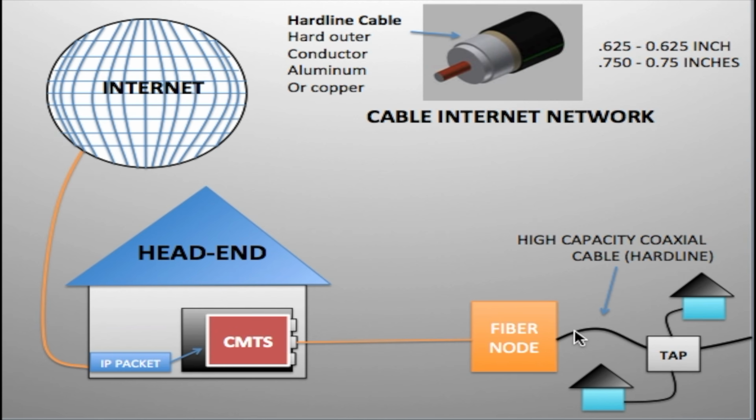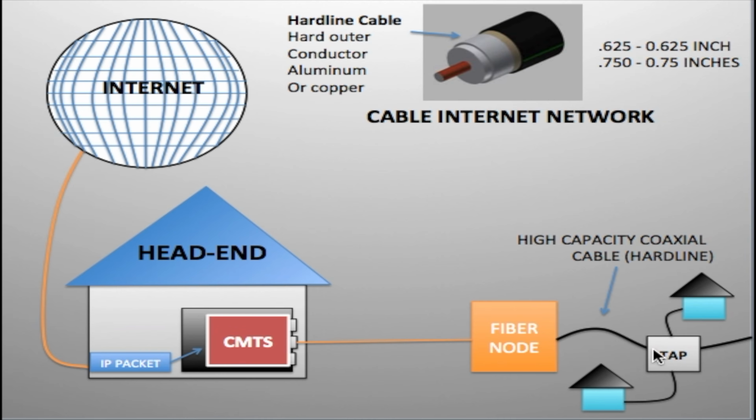The coaxial cable backbone after the fiber node is where individual subscribers connect. Now, this backbone cable is a bit different from a regular RG6 or RG11 cable. It's a very high capacity cable and is called hardline. And the way it is made is that the outer conductor, instead of a braided shield like the RG6 or RG11, is made of solid aluminum or copper, and the middle conductor is much thicker.